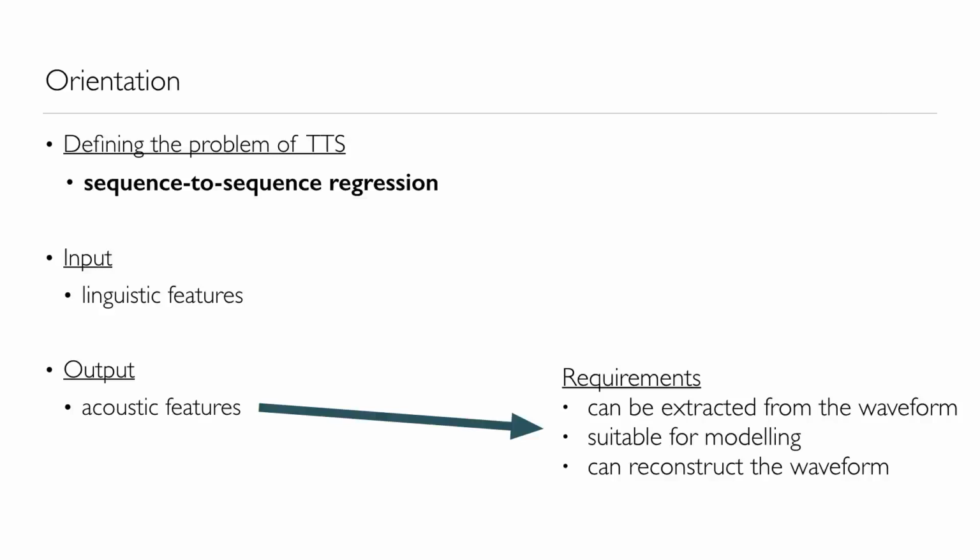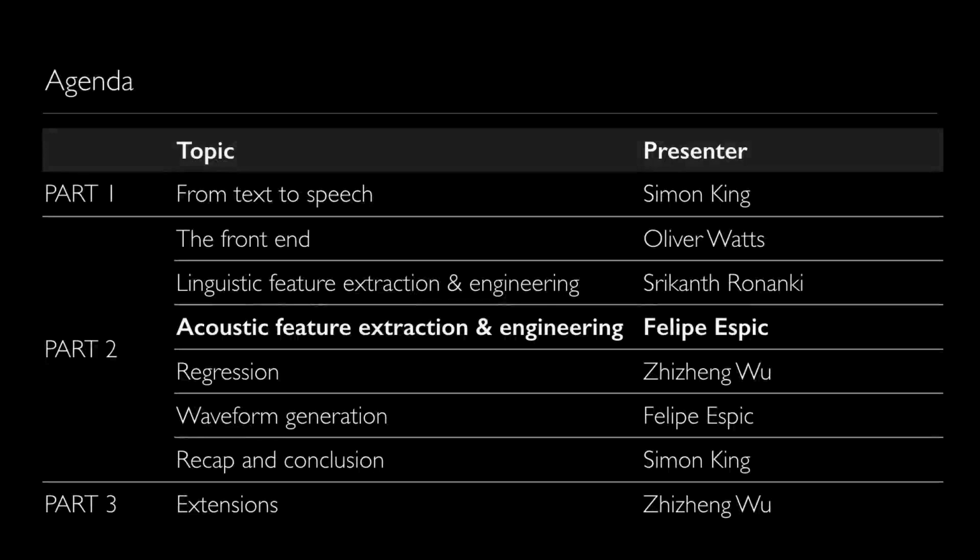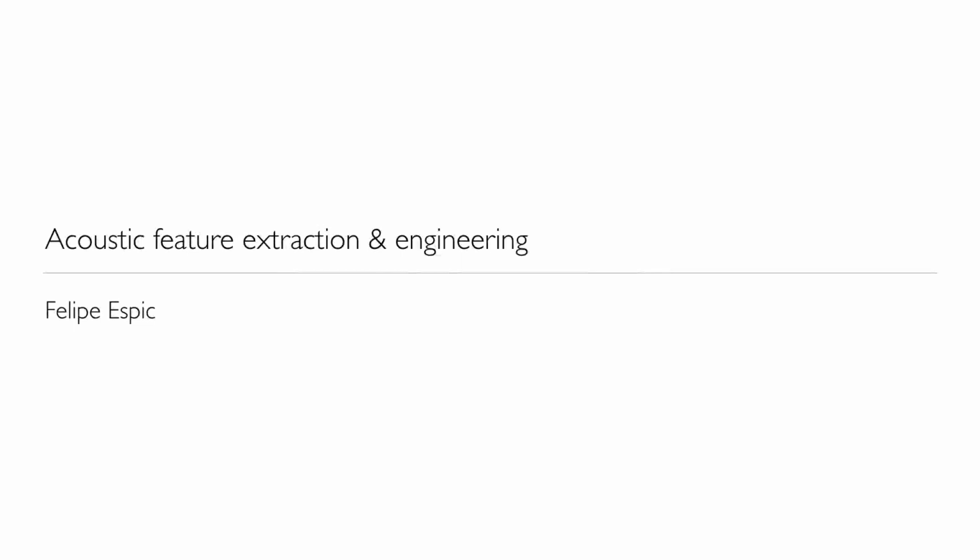Also, they should be suitable for modeling, and we need to reconstruct the waveform from these features. So they should completely describe the signal, or in some smart way such that we can reconstruct the signal later. That's a big difference with the features extracted for ASR, for example. So we're going to talk about acoustic feature extraction and engineering, the two parts in acoustics to develop the output features in the DNN.